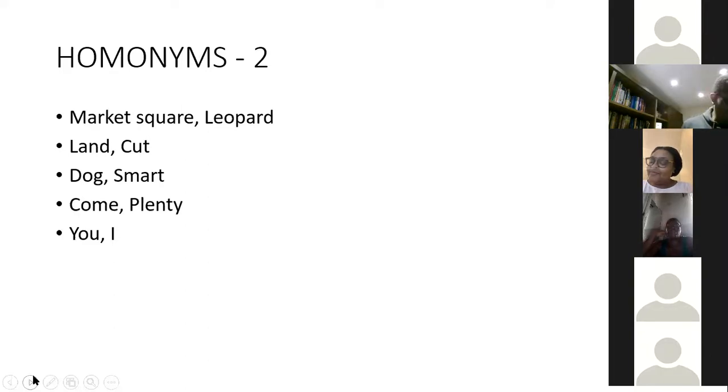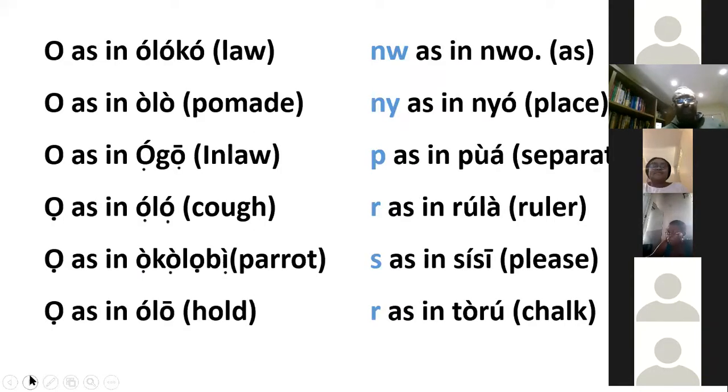Let me take a photograph of the words. So you have a market square is chiri, and then leopard or tiger is cherry, and then land is kiri, cot is kere, dog is obiri, smart is obiri. Come is bow, plenty is bow, and then we talk about you, Eri, and I, Eri. So there's a few examples.